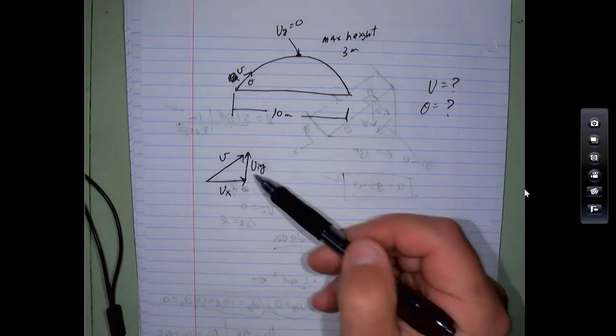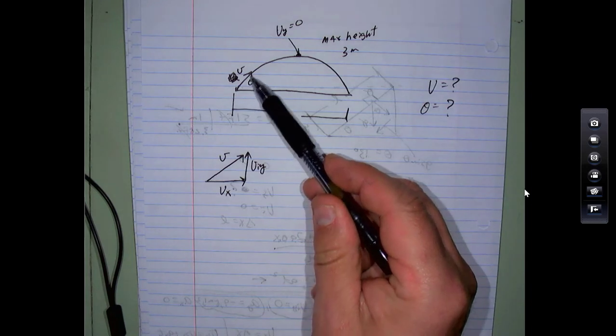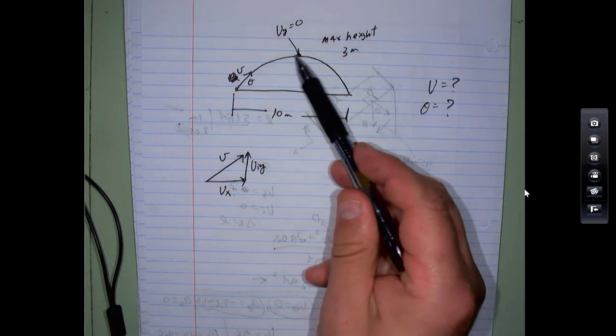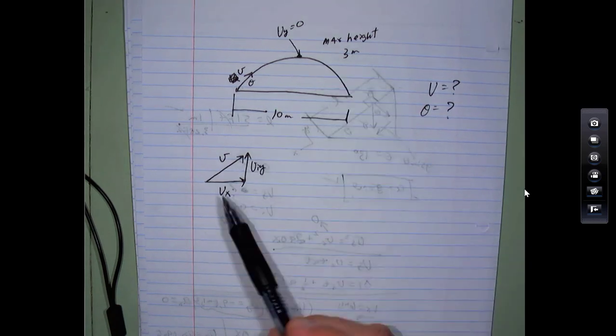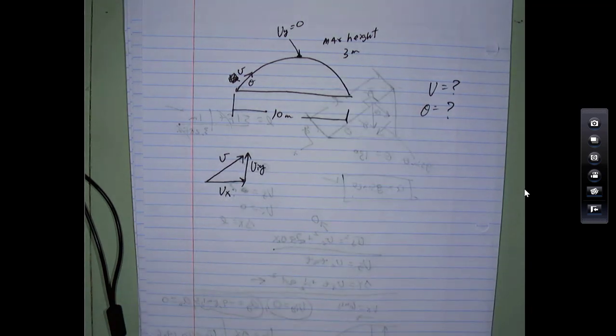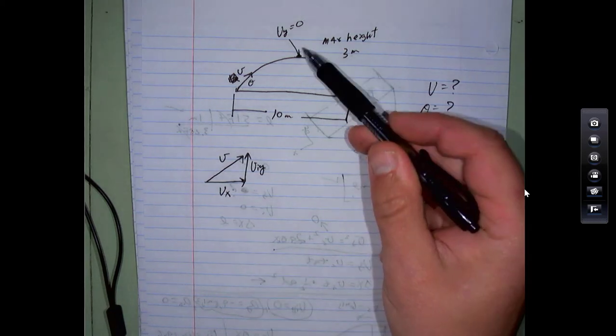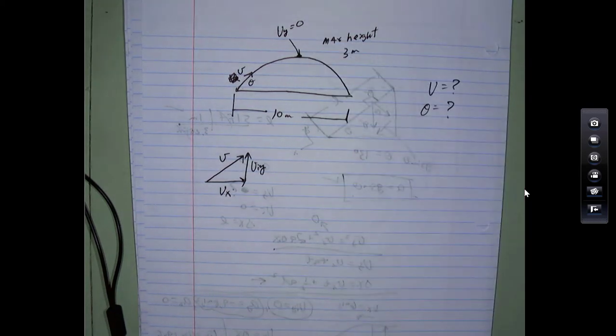You start off with some y value, and then the y velocity gets smaller and smaller until it's 0 here, and then it gets more and more negative on the way down. The x part does not change. We're assuming there's no air resistance. So one thing that we know about the maximum height, that's where the y speed is equal to 0.